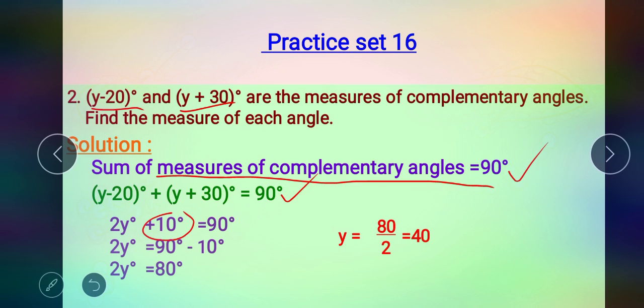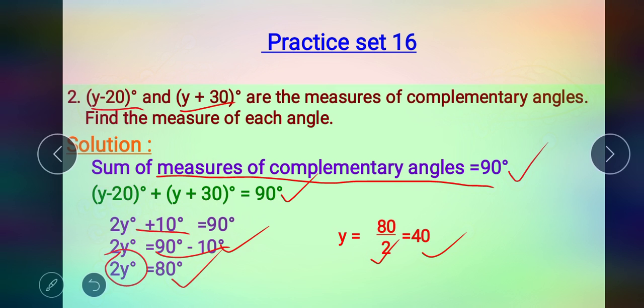When it comes to the right-hand side, it will become minus 10. Here it is addition, and when you change the side, it becomes subtraction. Now when you subtract 90 minus 10, you will get 80. So 2y is equal to 80. When you change the side of 2, y is equal to 80 upon 2, and we get 40. So in this way we get the y value 40.